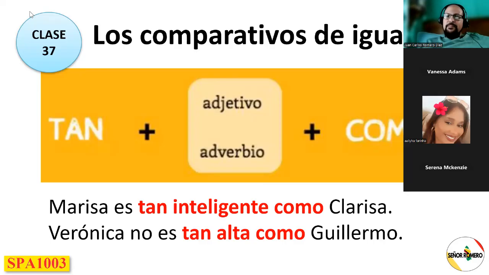All right. So you said rich is rico, and the line is Pedro is as rich as Juan. That is correct. Basically, it will be Pedro es tan rico como Juan. That is 90% right, that is perfecto. That is perfecto, Vanessa. Pedro es tan rico como Juan. Tan rico como. As rich as. Perfecto.